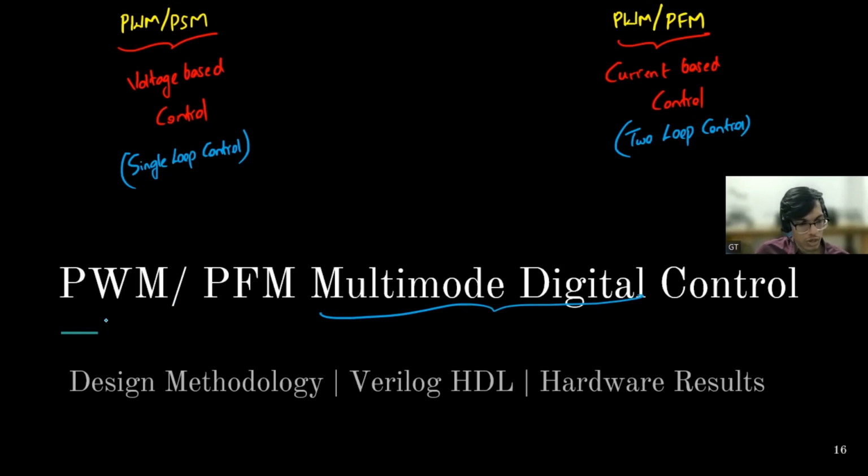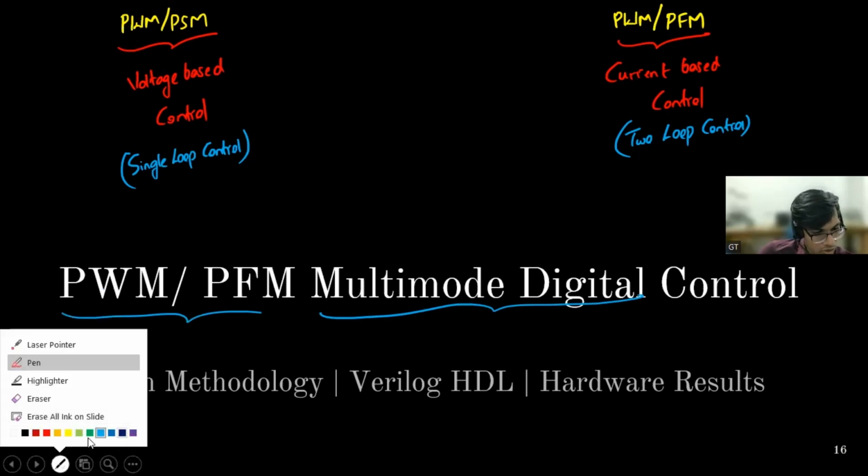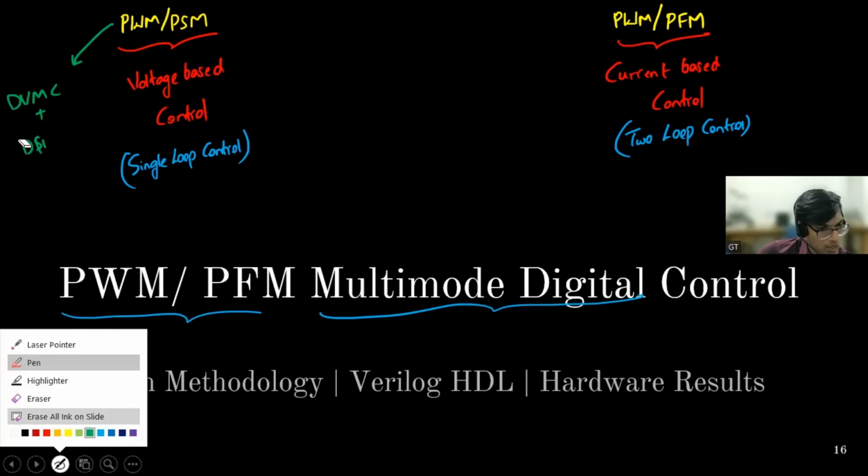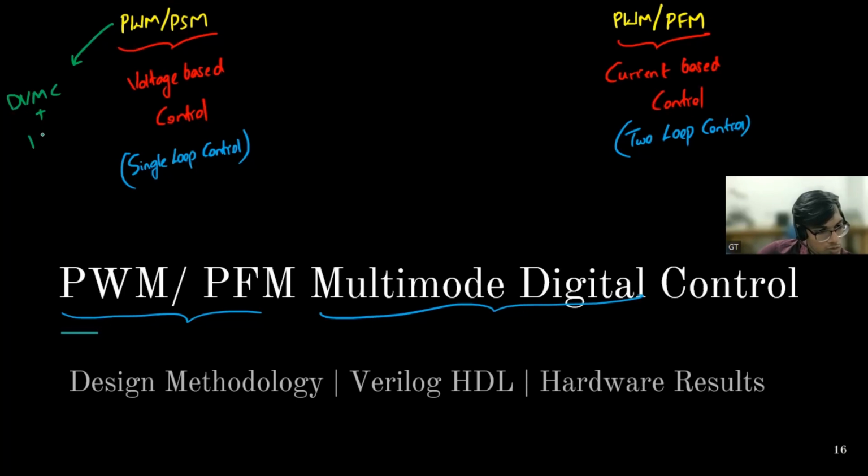So in the voltage mode, it is PWM PSM, here it is PWM PFM. So if we say PWM PSM, as it is voltage mode control, it is digital voltage mode control plus digital PSM control, that is, digital voltage mode control and digital pulse skipping modulation. Here, if you consider PWM PFM, PWM means mixed signal current mode control, and PFM means adaptive on-time control.